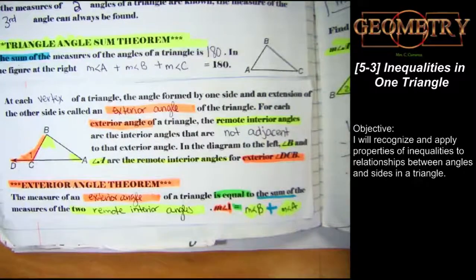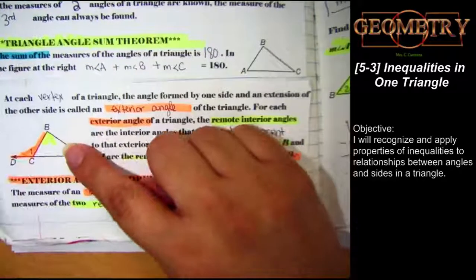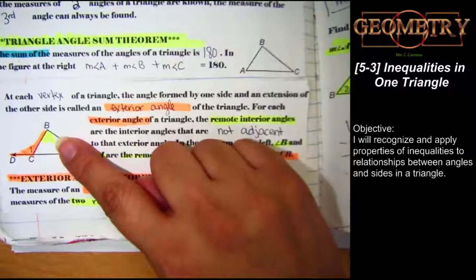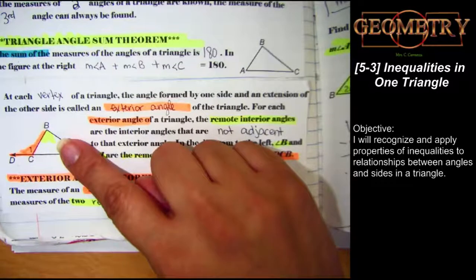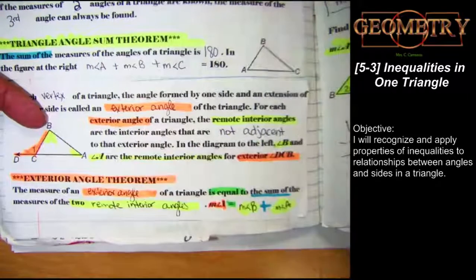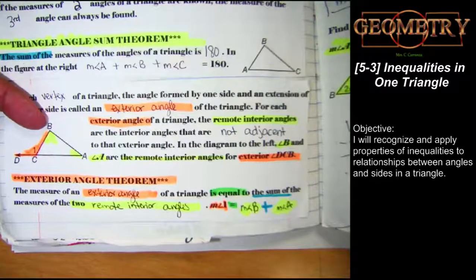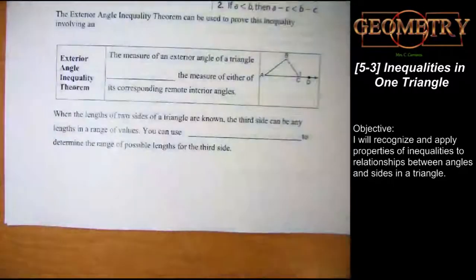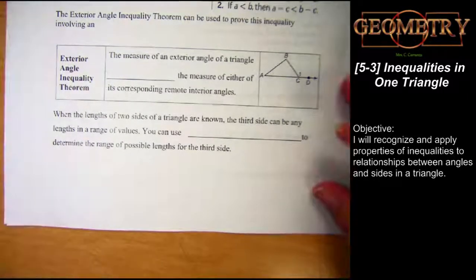The new theorem that we have today, the exterior angle inequality theorem, says that if I look at this exterior angle and I compare it to just one of these remote interiors, say this one, that exterior angle has to be bigger than that. Which makes sense. Because in order to get the measure of this angle, I have to take this one and add to it this other one. Which means it has to be smaller than the exterior. Make sense?